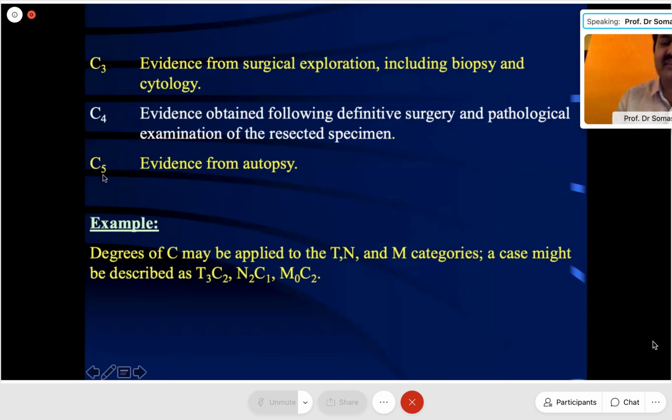If the patient dies, we do an autopsy, C5, like CA ovary. Autopsy staging is the most accurate of any staging. So remember, what is the normal C factor in TNM? It is C3, surgery. Autopsy is C5. We know C3, C5. So this is an example: T3 C2, N2 C1, C2. This is how you can put it.